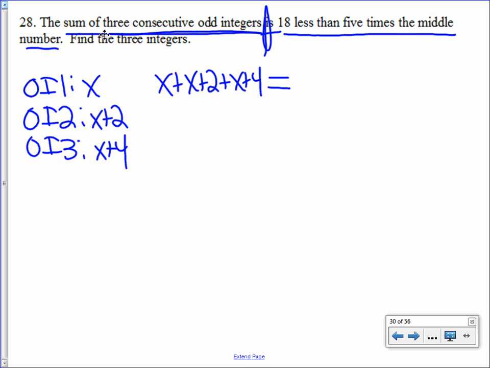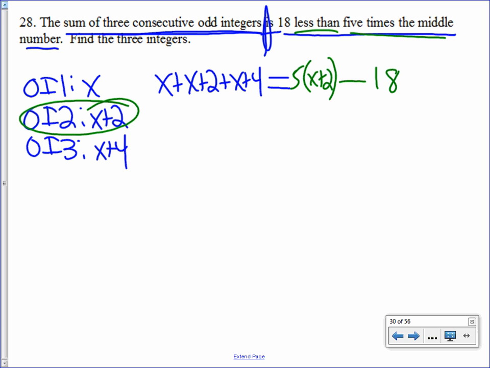Well, let's see what keywords we have. Less than means subtraction. We also know for less than we switch the order. So 18 comes to the back, and 5 times the middle number comes to the front. 5 times the middle number is 5 times x plus 2. That's my equation. Now that I have the equation, I solve it. There are no fractions, there are parentheses.